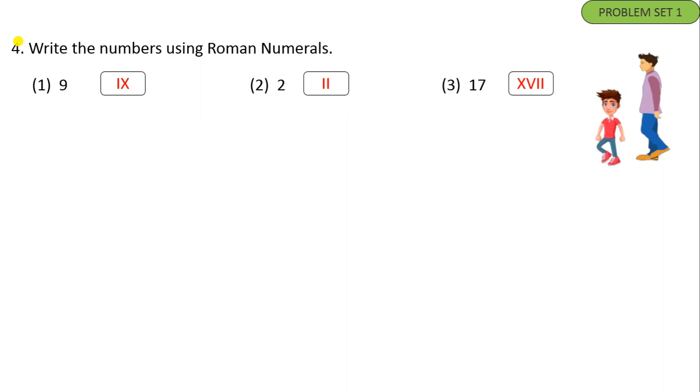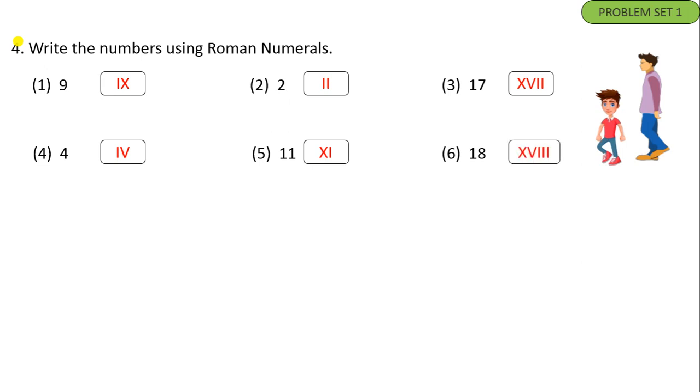Teacher, the next one is 4. And for 4, I will write IV in Roman numerals. Oh, that is good, Rahul. Thank you, teacher. Okay. Likewise, you can write the next 2 examples' answers. Yes, teacher.